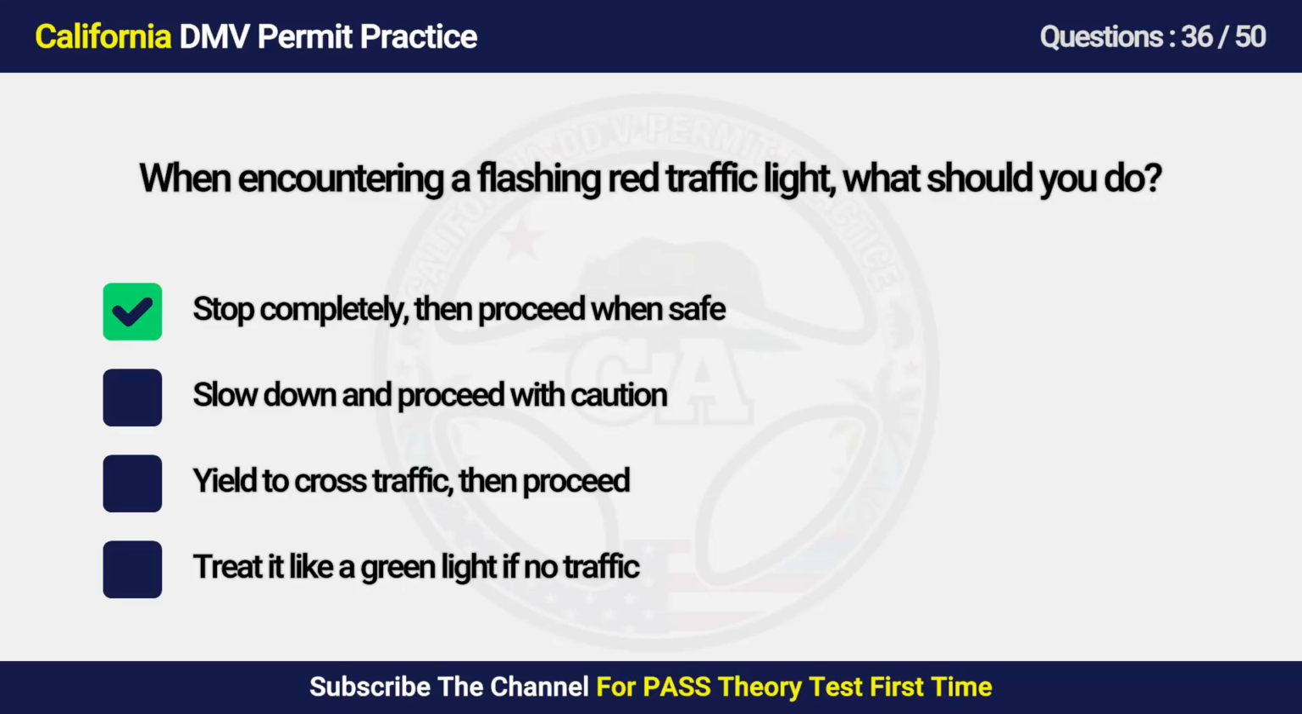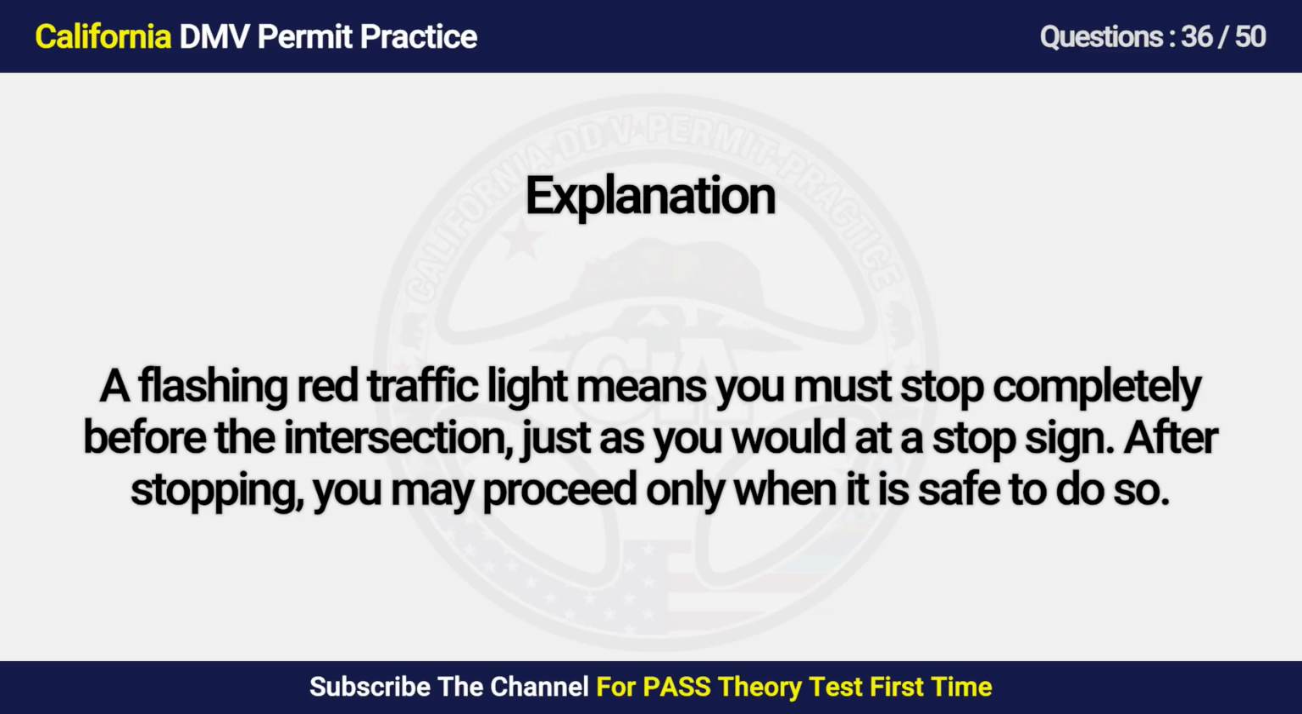Answer is A, stop completely, then proceed when safe. A flashing red traffic light means you must stop completely before the intersection, just as you would at a stop sign. After stopping, you may proceed only when it is safe to do so.